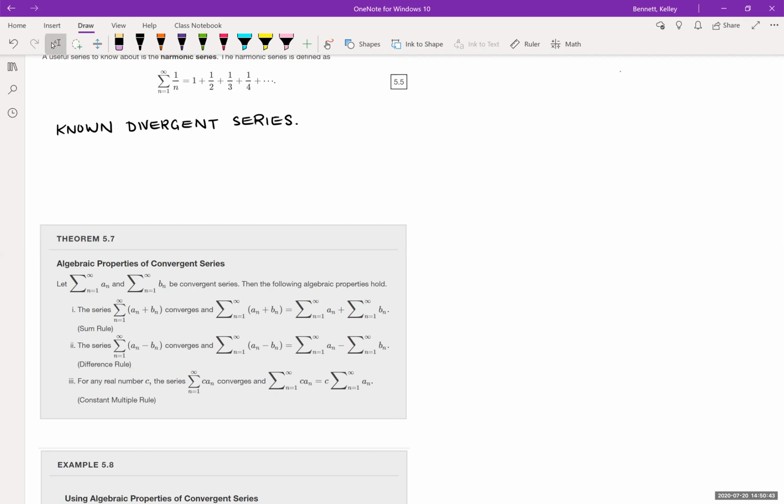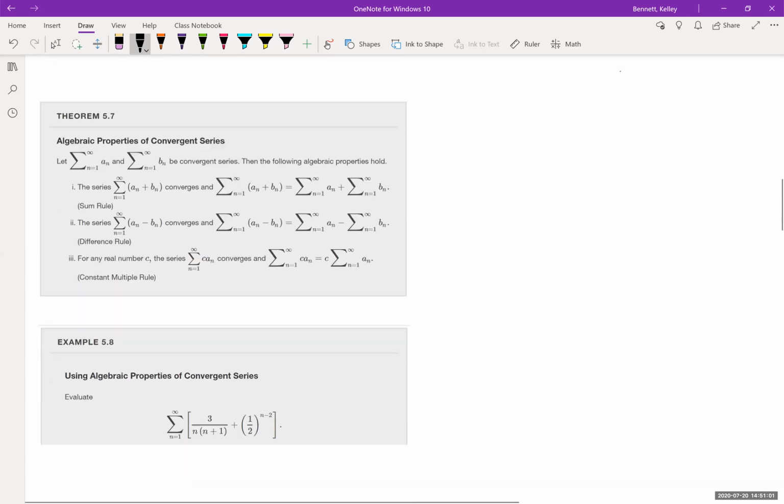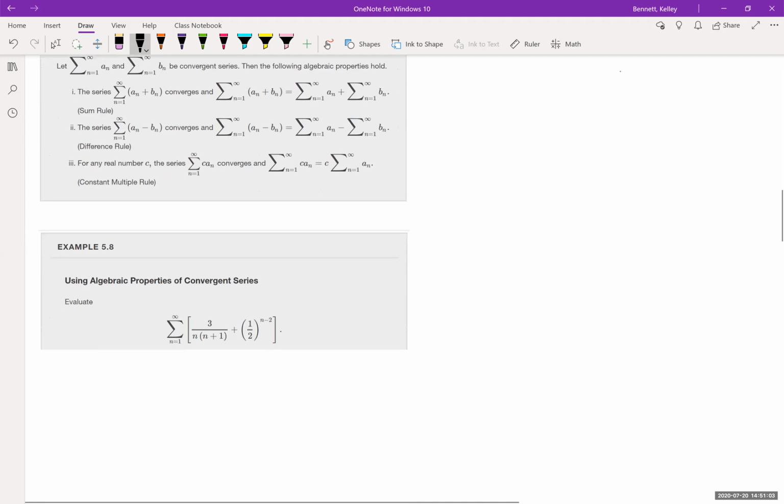Okay, algebraic properties. It basically works the same way that an integral does. You can split it over sums and you can pull out scalar multiples. That's all we're saying: if we have a sum or a difference, we can split it up into two summations, and if we have a scalar multiple in front of our term, then we can pull that out. So let's see if we can use some of these algebraic properties to determine the value of this summation here. The first thing I want to do is break it up into two pieces.